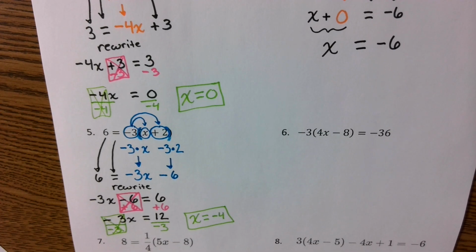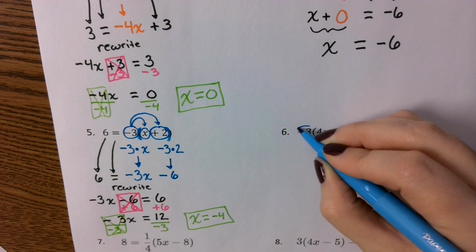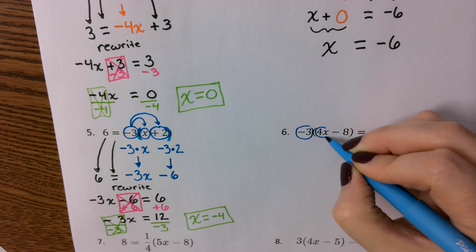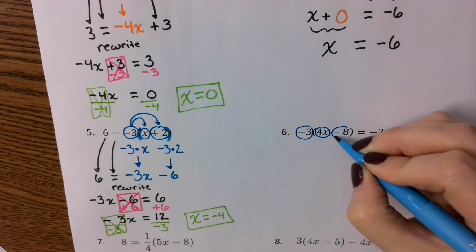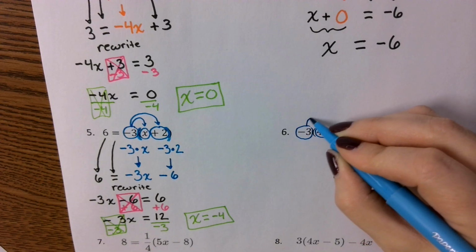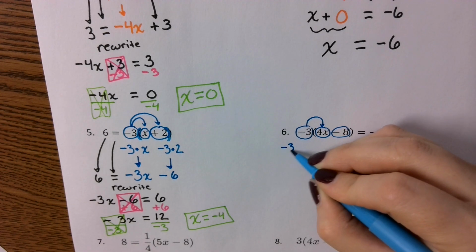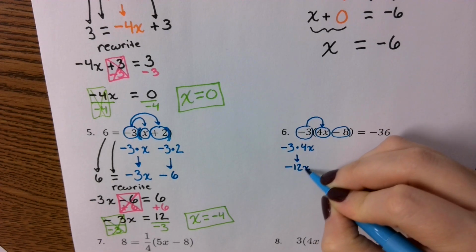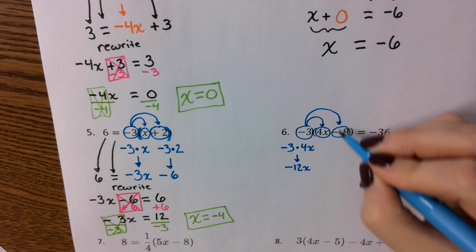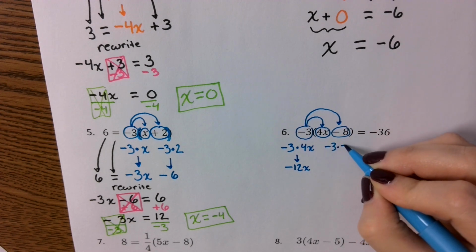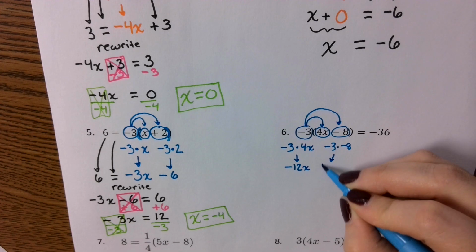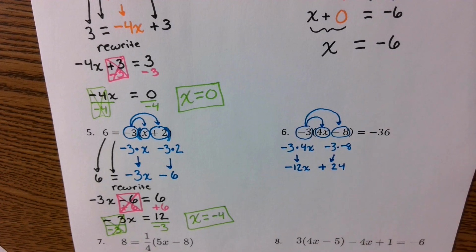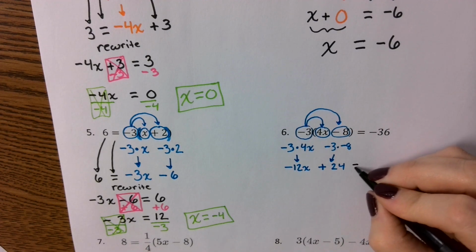Okay, let's take a look at problem number 6. First thing to ask, do we have distributive property? Can we distribute? Yeah. We have a negative 3 that can be distributed to this 4x and to this minus 8. So we're going to do negative 3 times 4x, and that's going to give us negative 12x. We can do negative 3 times negative 8, and that's going to give us a positive 24. And the whole thing is set equal to negative 36.